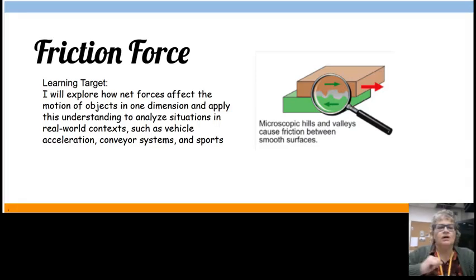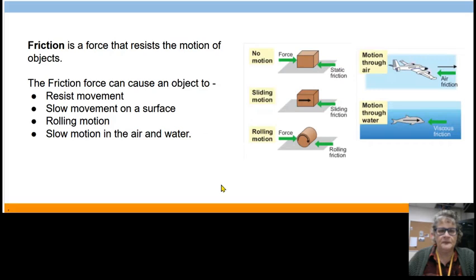Friction force. Our learning target is: I will explore how net forces affect the motion of objects in one dimension and apply this understanding to analyze situations in real world context, such as vehicle acceleration, conveyor systems, and sports.